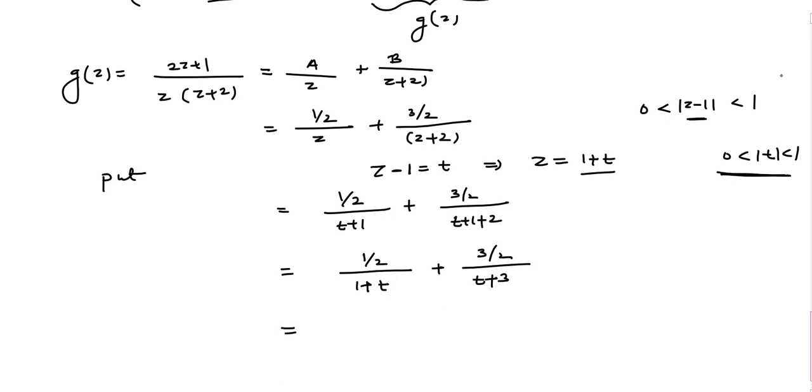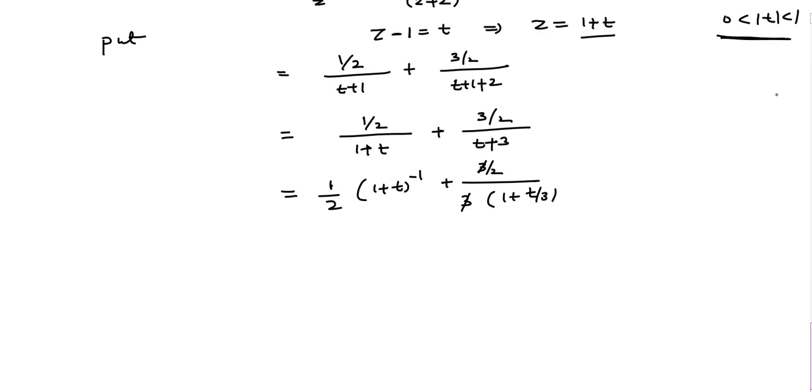So now here we can write that is 1/2 (1 + t)^(-1). So we need to take the 3 as common: here that is 3/2 upon 3, that is (1 + t/3). 3 gets canceled out. So we can write here that is 1/2 (1 + t)^(-1) + 1/2 (1 + t/3)^(-1).